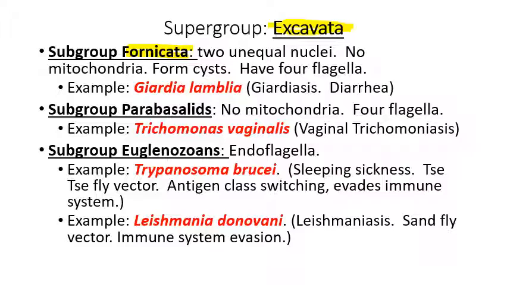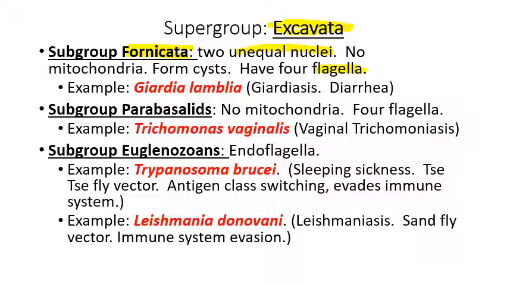Okay, so the supergroup excavata, the subgroup fornicata, is characterized by unusual nuclei. It has two unequal nuclei, right? So most of the organisms on Earth these days have one nucleus, but in the early days, nature hadn't quite decided what it wanted to do yet. And so there were some organisms that evolved to have two nuclei, some that have only one. It turns out that having only one was enough, and so they prospered. But the ones that have two nuclei are still around here and there, right? They have no mitochondria. They form cysts, and they typically have four flagella.